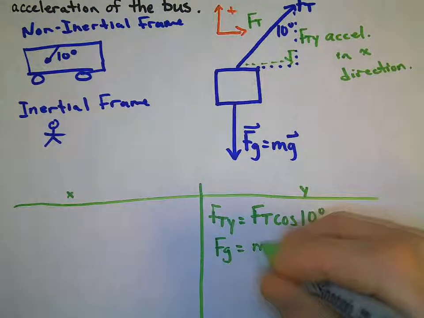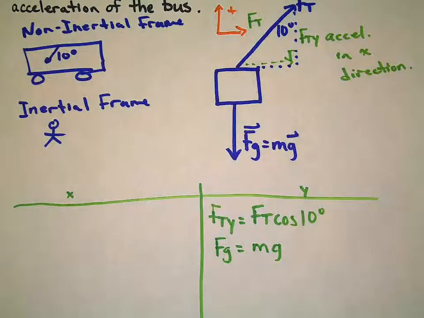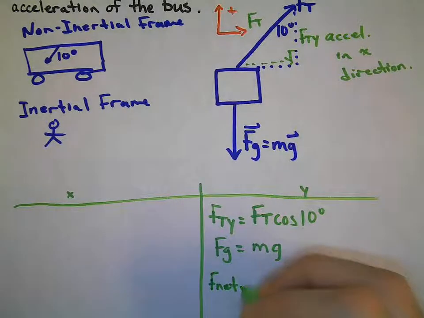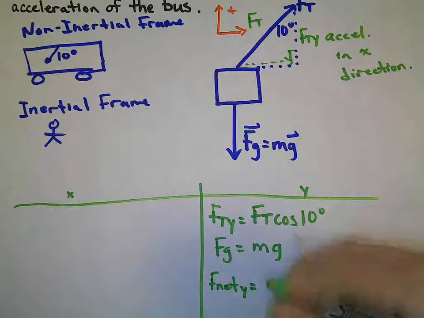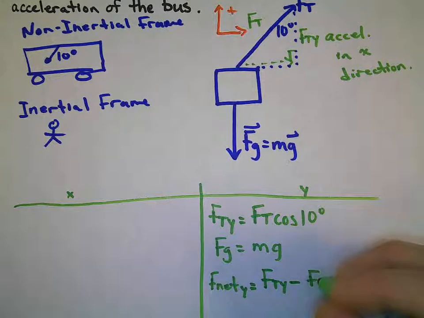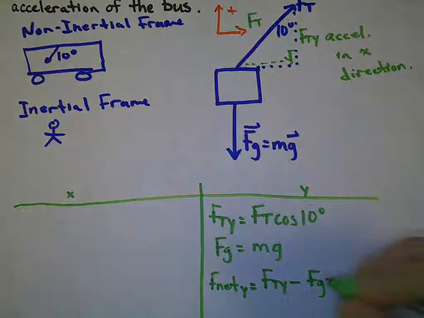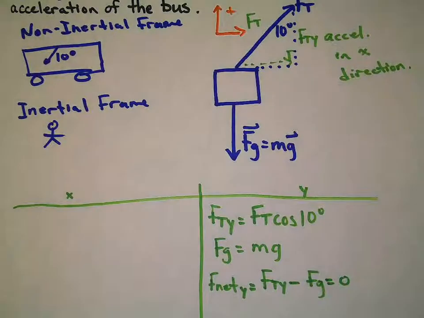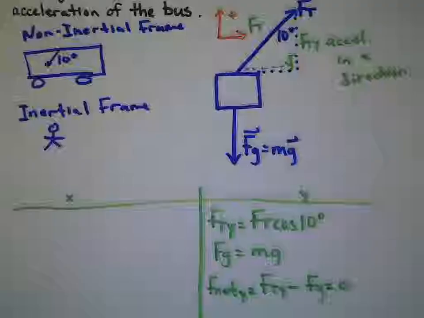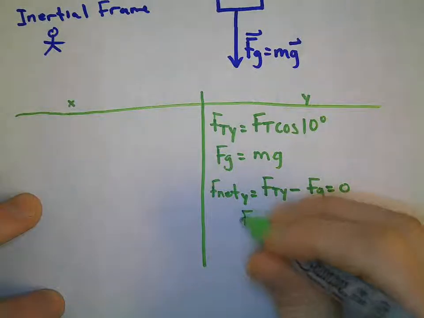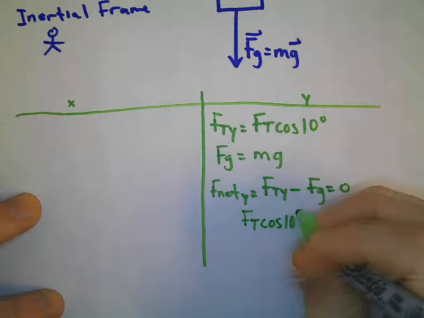If I observe the net force in the y direction, that gives me Fty minus the force of gravity, and because acceleration is only forward, we can assume that the net force in the y direction is 0. Therefore, Ft cosine 10 degrees minus mg is 0.